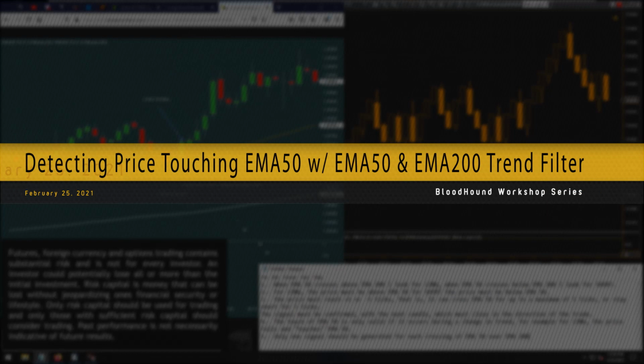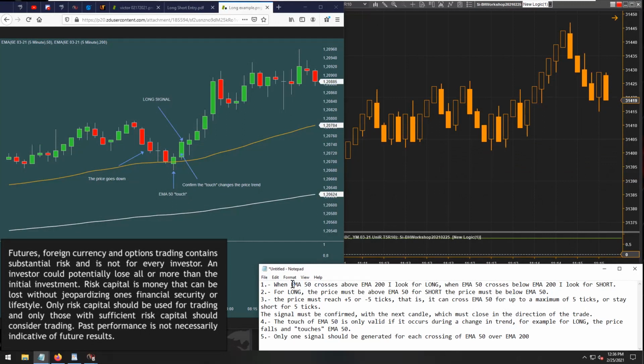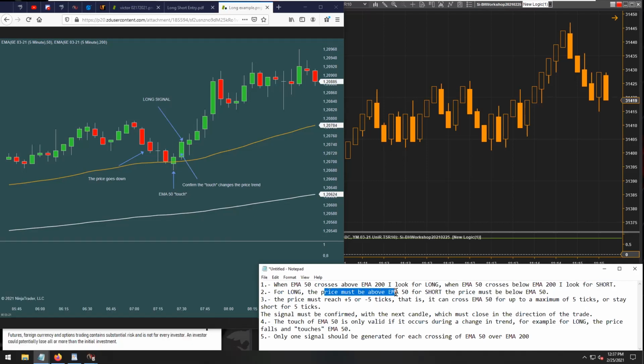All right, so we can see on this screenshot here, right, we have a couple of moving averages. So the trend direction filter is this EMA50 above or below the EMA200, right? So if the 50 is above the 200, then we're looking for longs only. And of course, if the 50 is below the 200, then we're looking for shorts. And price must be above the 50. So for a long, right, price must be above the 50. And then we're looking for when price is touching or near the 50 EMA.